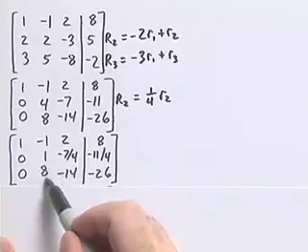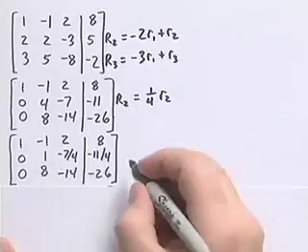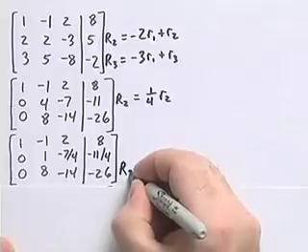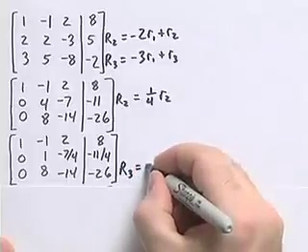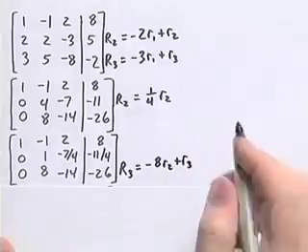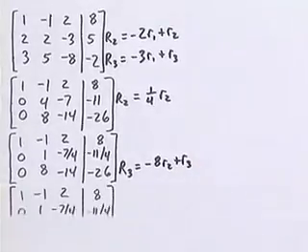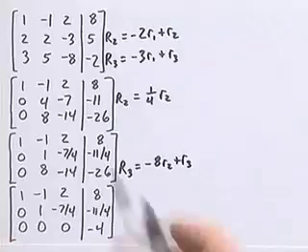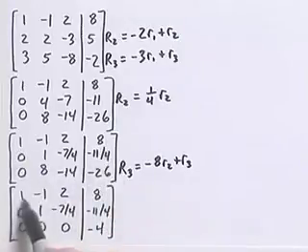We've got a 1 here. We'd like to get a 0 underneath it. To do that, we have to change row 3. So our new row 3 will equal negative 8 times row 2 plus row 3. If we perform that operation, we get the following matrix. We did not change row 1 or row 2, so we rewrite those.